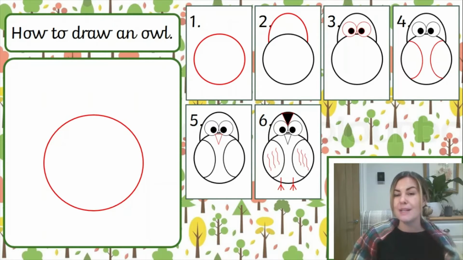Step 2 is I'm going to draw the owl's head. Now if you can see on this picture, I have drawn another circle, stretched one this time, on top of the body.